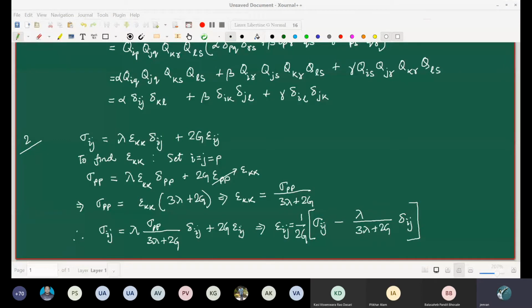Ashish is saying sigma pp is missing. Oh, right. Sorry. Here we have a sigma pp. Sigma pp or sigma kk, whatever. So please make this correction. Okay. Sorry about that.